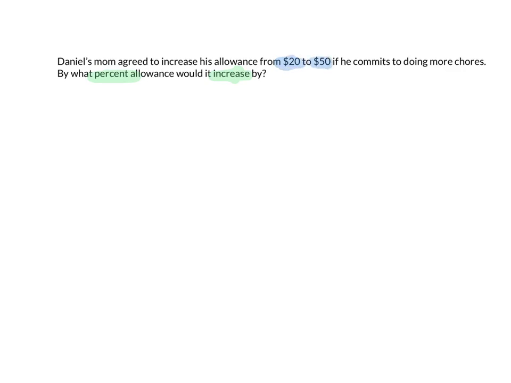Now, a very common wrong answer here, and if this was a multiple choice problem, you would see this. And that common wrong answer choice would be 30%. The reason why 30% would be an incorrect answer is because it did increase by $30. And we can see that. But remember, we're not asking for dollars. We're asking for the percent. So let's look at how we would solve this.